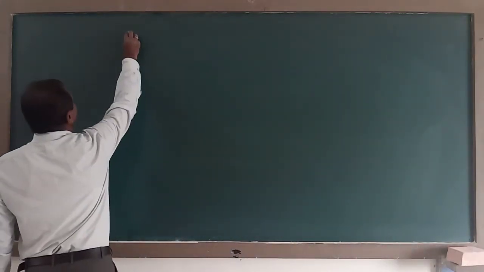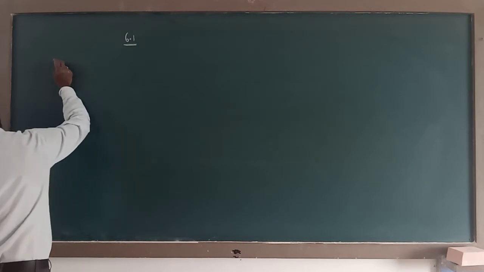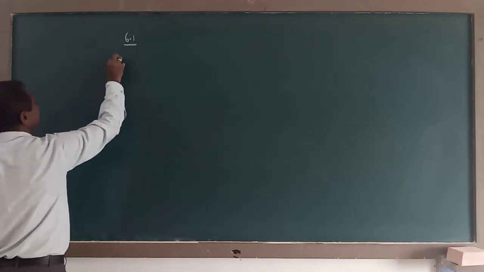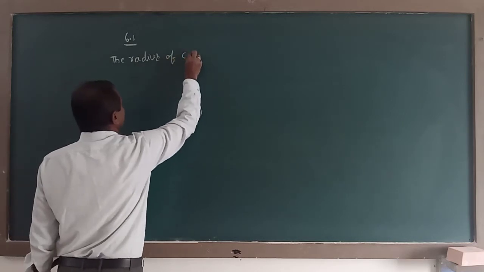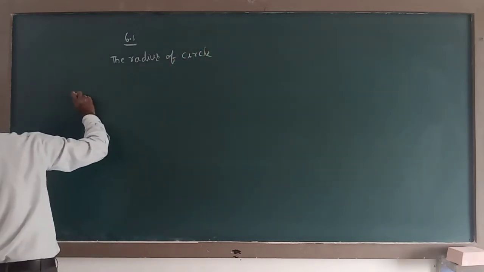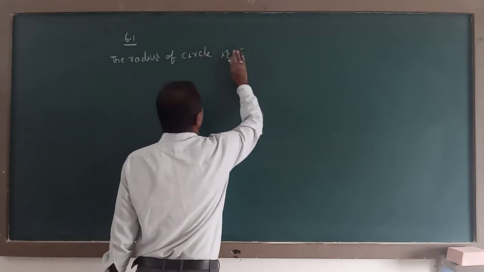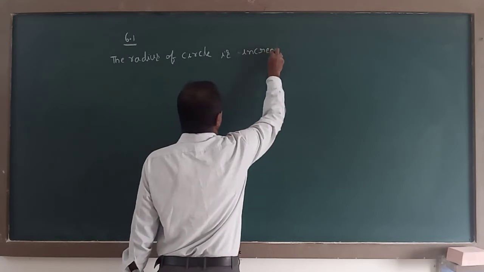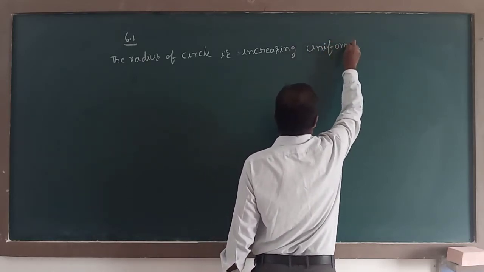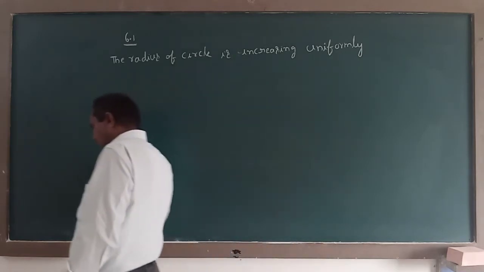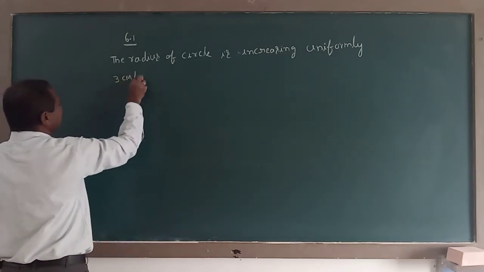Exercise 6.1, third question. The radius of a circle is increasing uniformly at 3 centimeter per second.